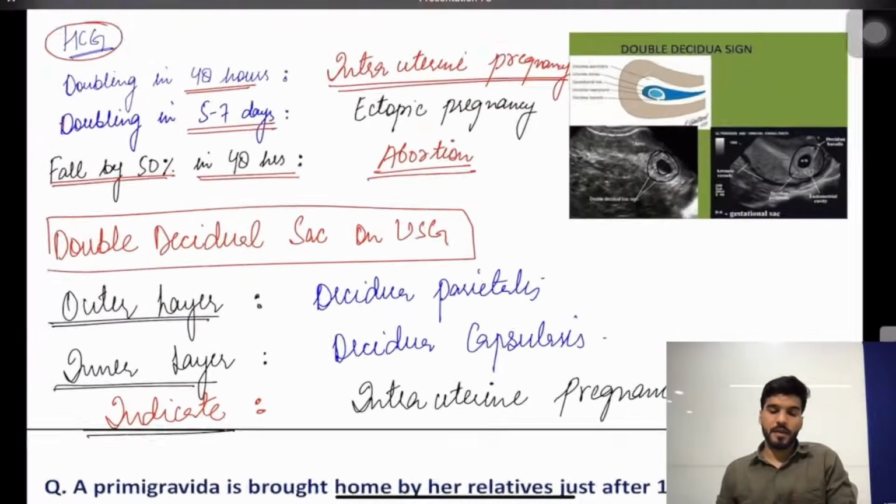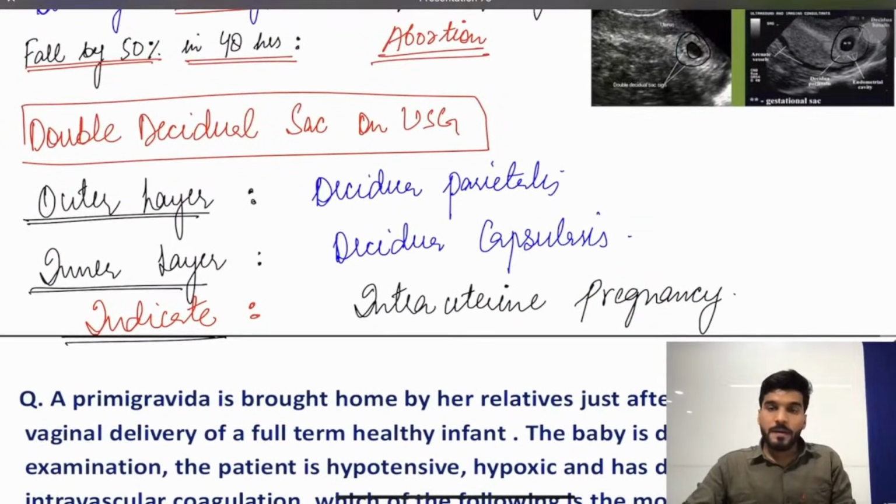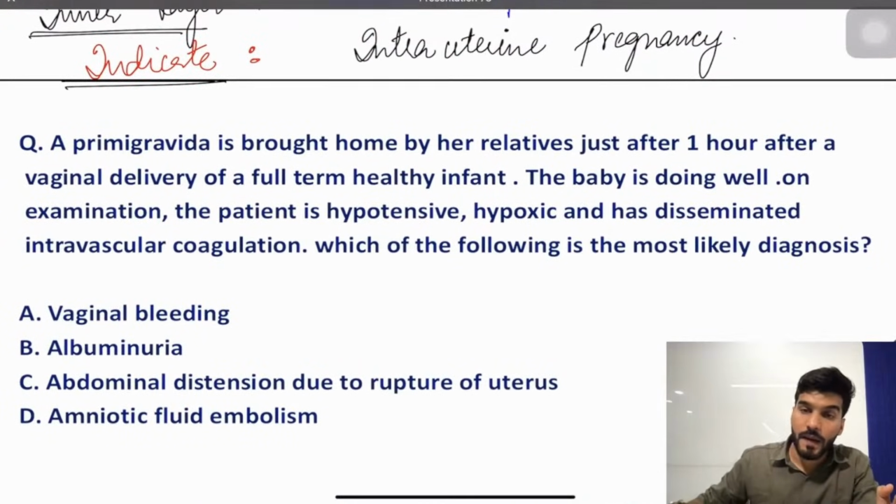Is that clear? Yes. So remember, if double decidual sac is there, it is an intrauterine pregnancy. Clear to everyone? Yes. Okay, one more question and then we have a quick recap and end this session.